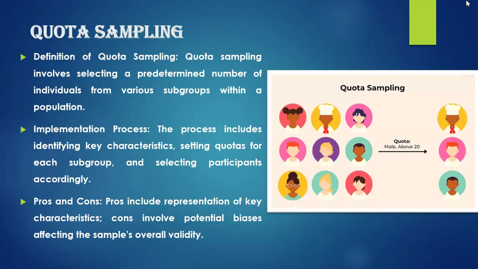The advantage of this is that it includes representation of key characteristics, but the disadvantage is potential biases affecting the sample's overall validity. An example is to survey 200 people with an equal number of men and women. The researcher stops selecting participants once the quota is met.